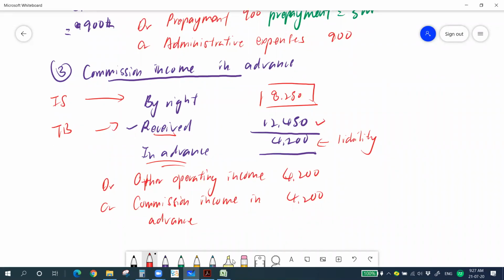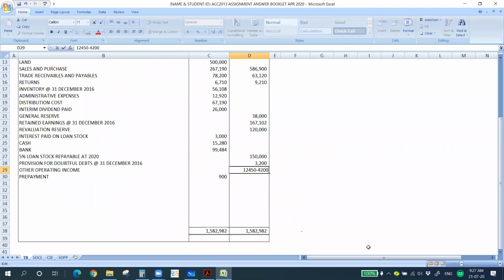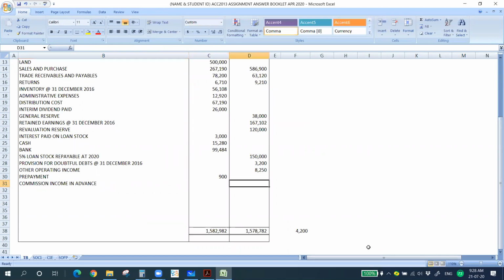All right, so we have to show this double entry in our trial balance. First, we minus 4,200 in our other operating income. Next, in the credit side, we put commission income in advance. So in the exam, you have to follow this method to adjust your trial balance. Right, let's move on.